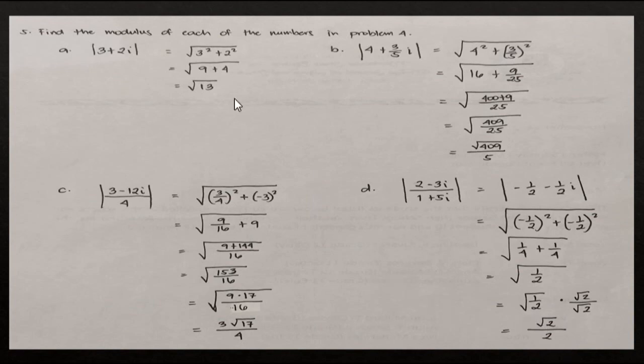Again, the absolute value or the modulus is the distance of the complex number from its point to the origin or from the origin to its point.